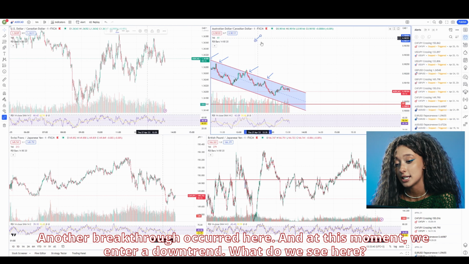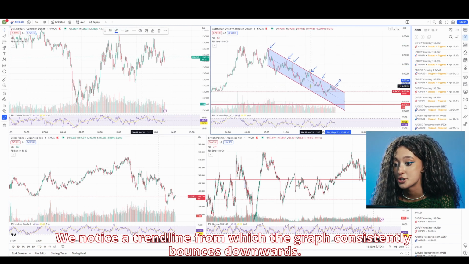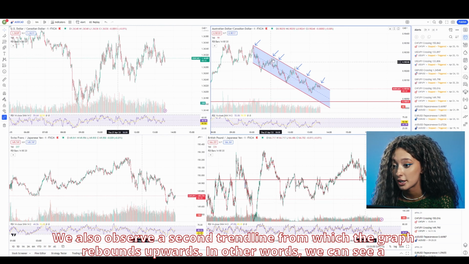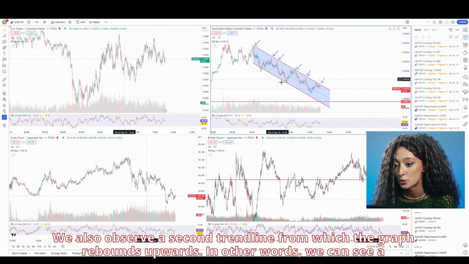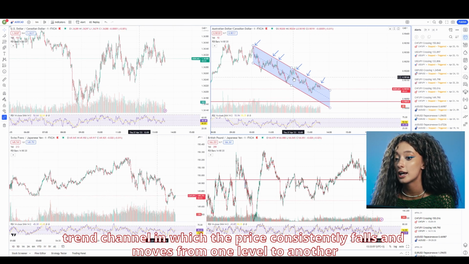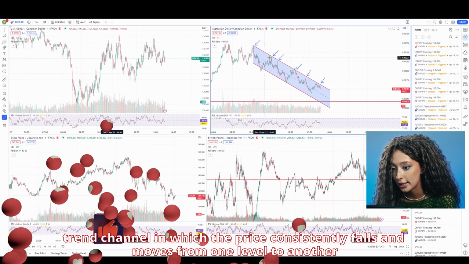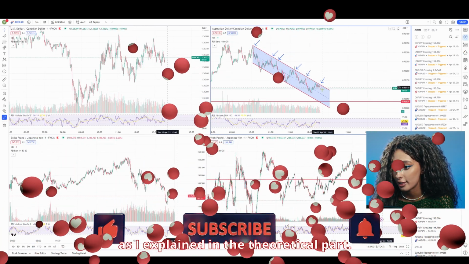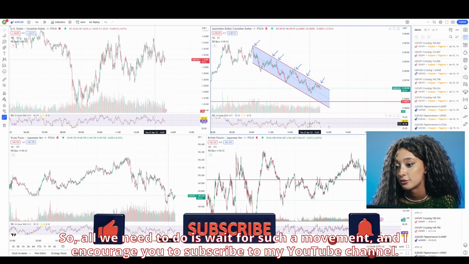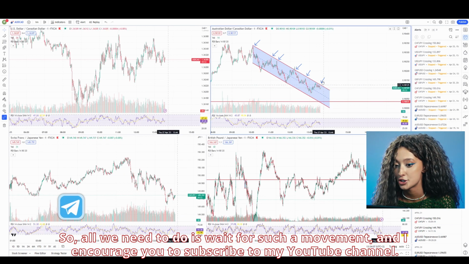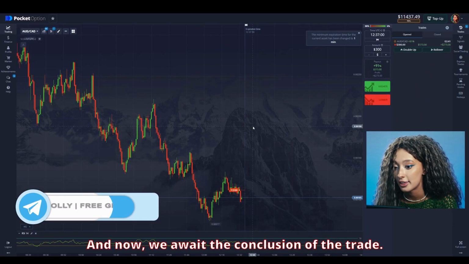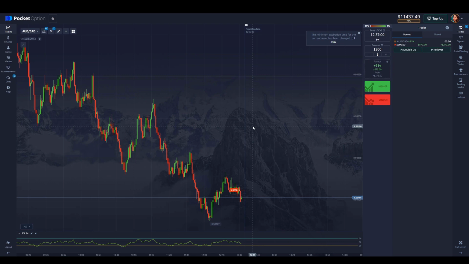So what do we see here? We notice a trend line from which the graph constantly bounces downwards. We also observe a second trend line from which the graph rebounds upwards. In other words, we can see a trend channel in which the price constantly falls and moves from one level to another, as I explained in the theoretical part. So, all we need to do is wait for such a moment, and I encourage you to subscribe to my YouTube channel, of course. And now we await the conclusion of the trade.